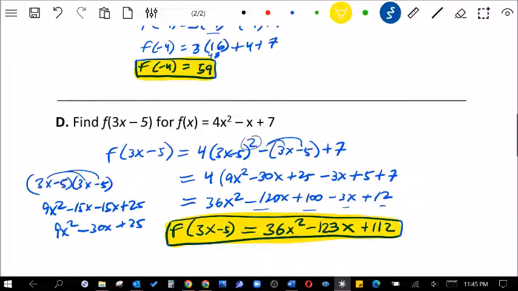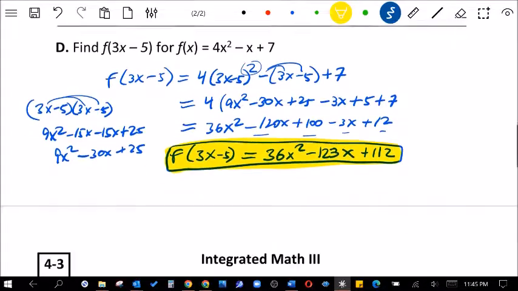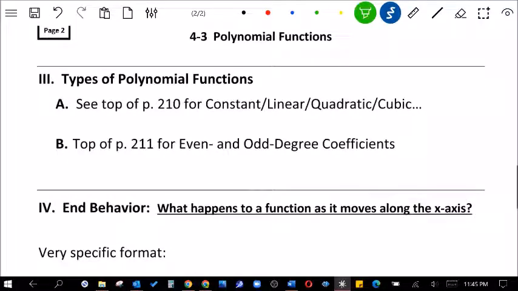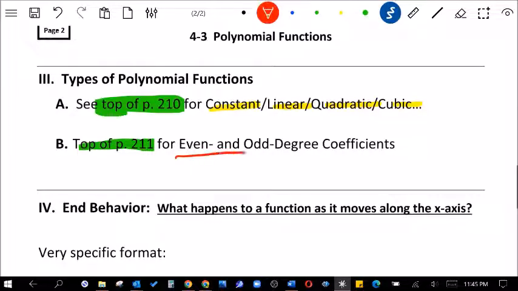Let's look at the next page. Some more things that are in this lesson is to look at the top of page 210 for the differences between different types of polynomial functions, but also look at the top of page 211 for what's called even and odd degree coefficients. Those you can do yourself.